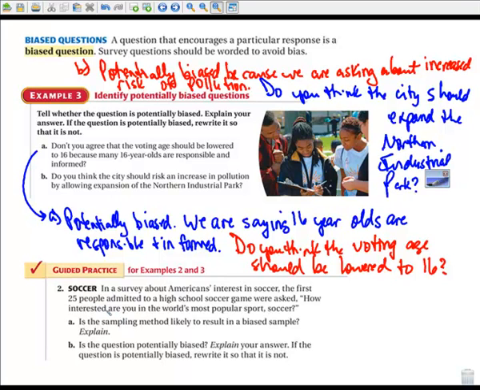All right, problem 2. In a survey about Americans' interest in soccer, the first 25 people admitted to a high school soccer game were asked, how interested are you in the world's most popular sport, soccer? First of all, is the sampling method likely to result in a biased sample? Well, we're asking people that were going to a high school soccer game how interested they are in soccer. Yes. They're asking soccer fans.